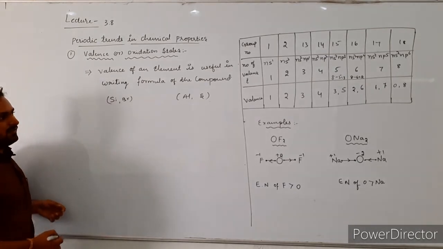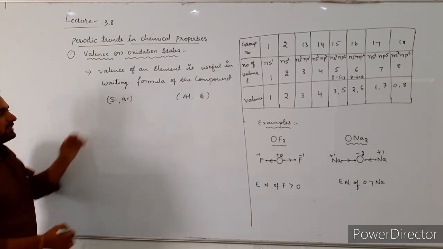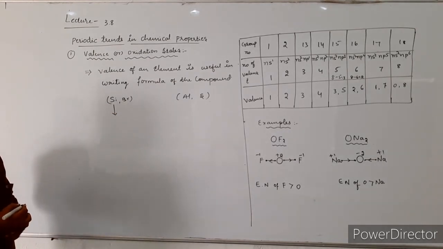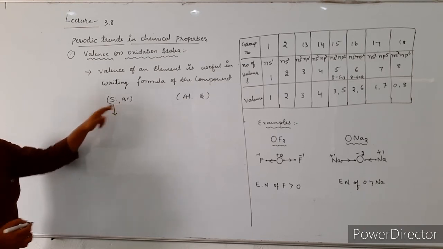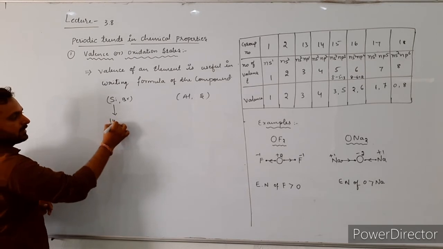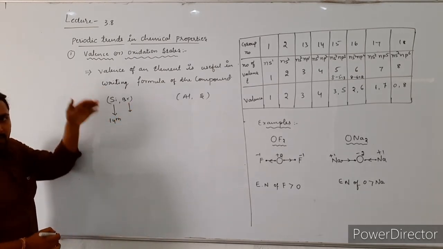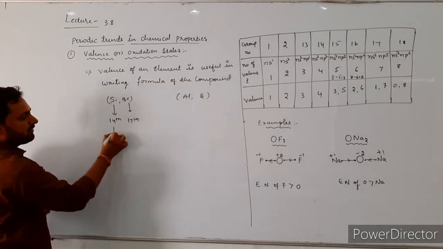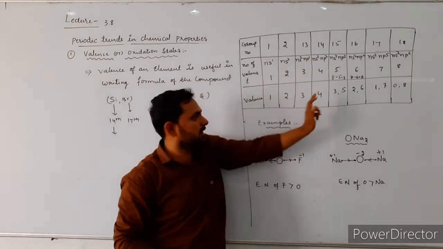To write the formula of this pair, first you write the valences. Silicon belongs to which group? Silicon comes in the carbon family, right? The carbon family is present in which group? 14th group. Bromine belongs to which group? Fluorine, chlorine, bromine, 17th group. Now tell me, what is the valency of 14th group elements? 4.